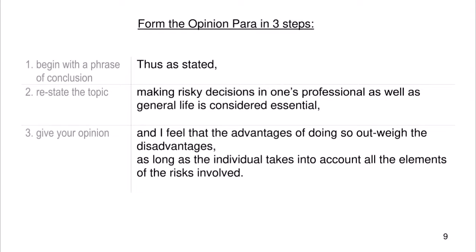And finally, form the opinion para in 3 steps. 1. Begin with a phrase of conclusion. 2. Restate the topic. And 3. Give your opinion. Thus, as stated, making risky decisions in one's professional as well as general life is considered essential. And I feel that the advantages of doing so outweigh the disadvantages, as long as the individual takes into account all the elements of risks involved.